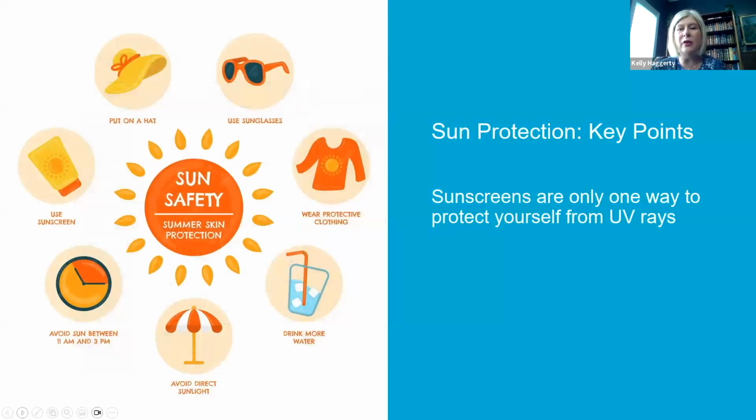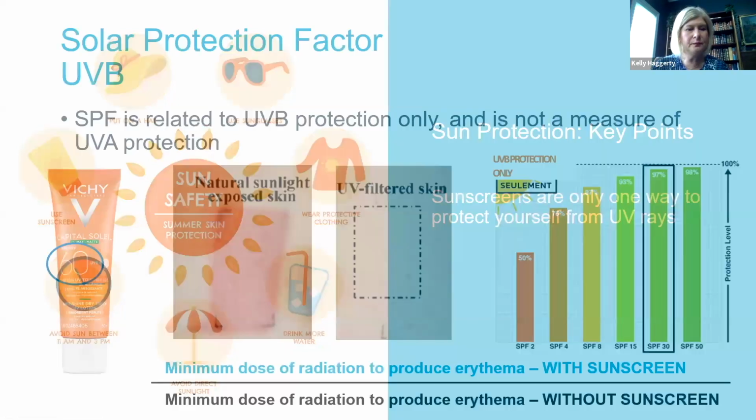There are lots of non-pharmacological measures that are extremely important parts of sun safety. Obviously, we're discussing sunscreen use, but wearing a hat, using sunglasses to protect against sunburns to the eyes, wearing protective clothing, staying well hydrated, and avoiding direct sunlight, especially during peak times of the day, are other ways we can help protect our skin from UV rays. Next slide, please.